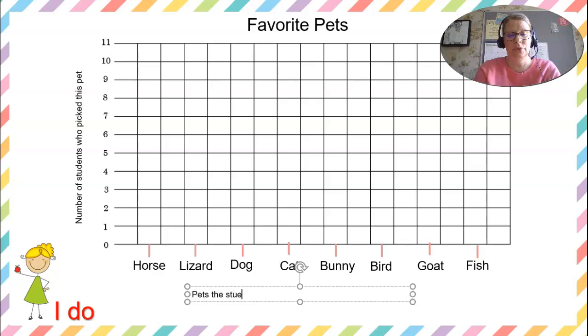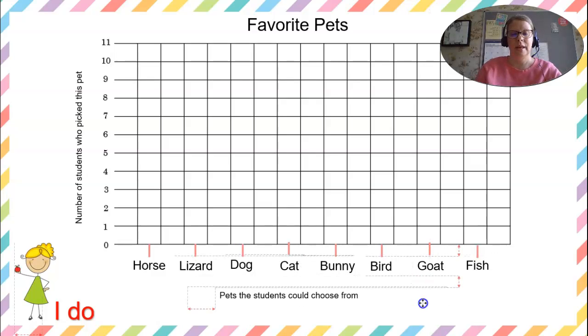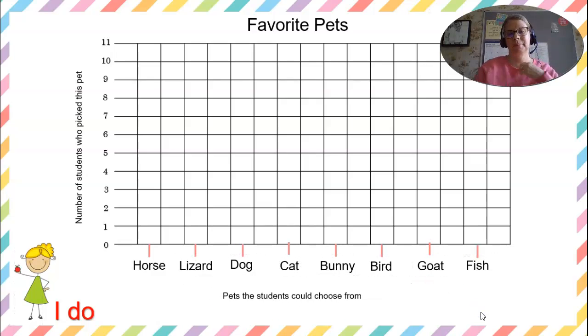Pets the students could choose from. Okay, so that's what all these animals are for. Because if you look at it, you might be thinking, why are all those animals down there? What are those numbers? What is this even representing? So that's why you want your labels. So I now know when I look at this bar graph that this is all about favorite pets.